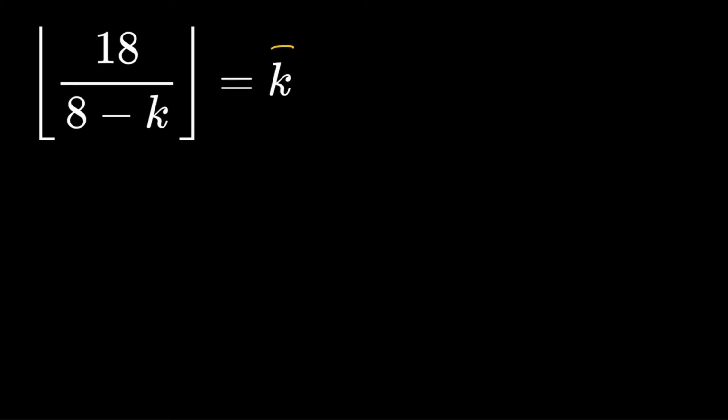Well, k is the result of this floor function, and because it is called the greatest integer function, k is going to be the greatest integer less than or equal to 18 divided by 8 minus k. So with that information alone, k would definitely be an integer. Right? That's going to be step one.